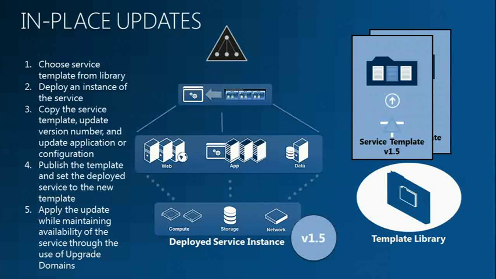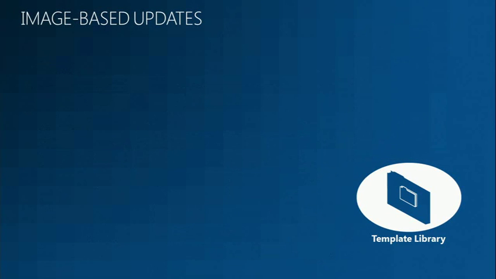If I had 2 upgrade domains with 3 servers, it would upgrade 2 VMs the first time and then 1 VM the second time, or 1 and 2, depending on how it works. But it's not going to update all of them at the same time, so that you don't have a total outage of that tier. Same thing, very similar when I do image-based updates, except it just takes a lot more time.